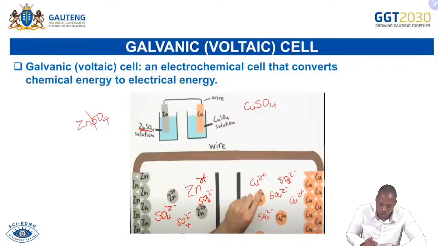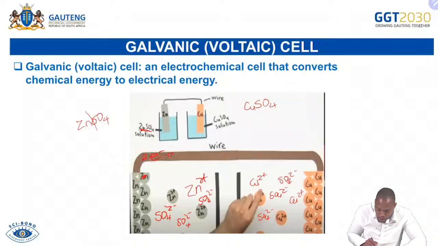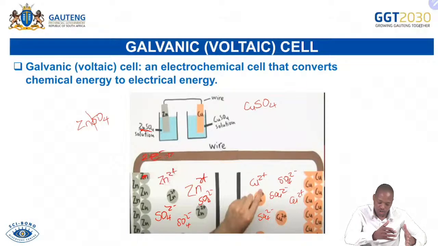What happens here, grade 12, is that this zinc will start losing electrons, because zinc tends to lose electrons when it is next to copper. So this one zinc will lose an electron. Let's take this one here. It loses 2 electrons. Then these 2 electrons start moving through the conductor, where we are offering a pathway. And when this zinc loses the electrons, it becomes Zn2+. Why? Because it lost 2 electrons.